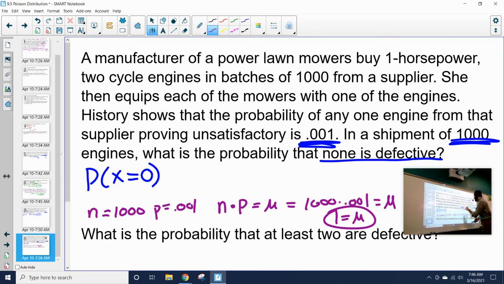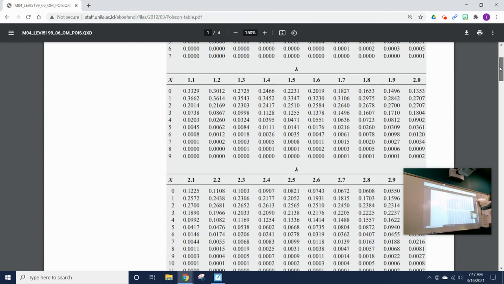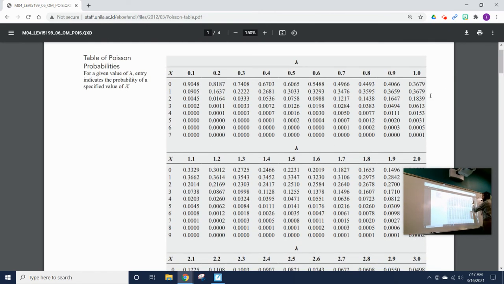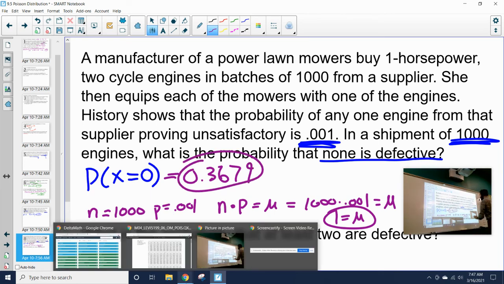So anytime they don't give you the mean, if they give you the number and the probability of it occurring, we multiply those two together and that gives us our average. So we have a mean of 1 and we're looking for the probability of x equaling 0. We go up to 1, which is right here on my right-hand side. Probability x equals 0 is 0.3679. Awesome.